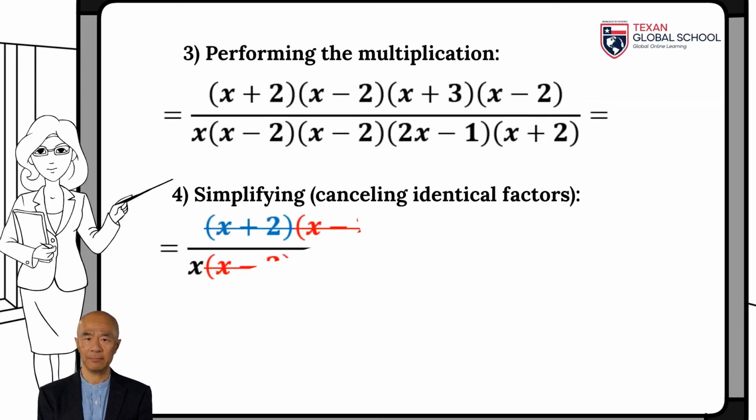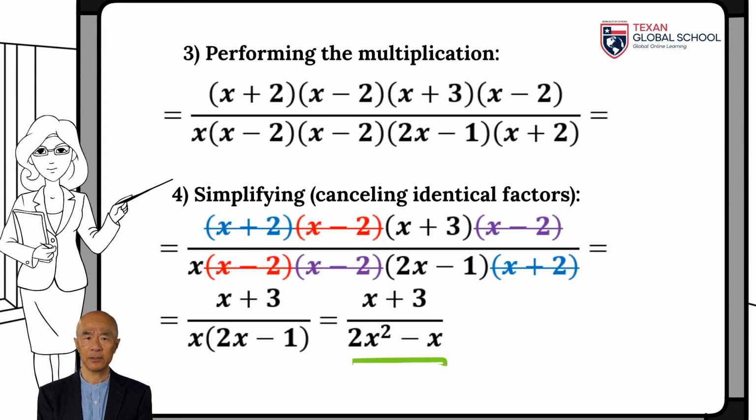Once all the polynomials have been factored, we perform the multiplication directly, numerator with numerator and denominator with denominator. Now we cancel identical factors, x plus 2 with x plus 2, x minus 2 with x minus 2. The other x minus 2 is also cancelled with x minus 2. Then we obtain x plus 3 over 2x squared minus x.